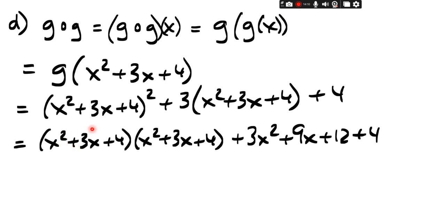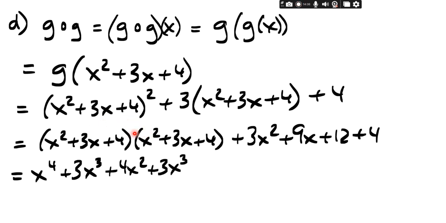So here it is, x squared times x squared, x to the 4th. x squared times 3x would make 3x cubed. x squared times 4 would be 4x squared. Okay. First iteration is done. Let's keep on going. Now we move to the 3x here. So 3x multiplies everything in the other parenthesis here. So 3x times x squared is 3x cubed. 3x times 3x is 9x squared. And 3x times 4 is 12x. Perfect. And the last one here, just the 4.